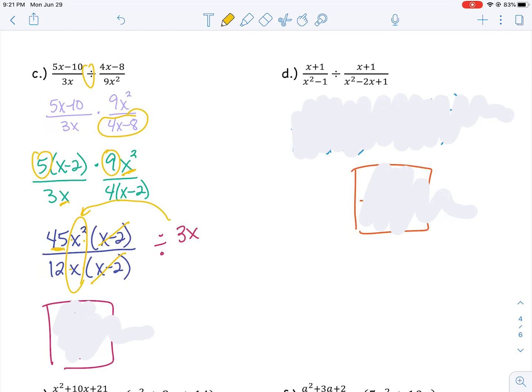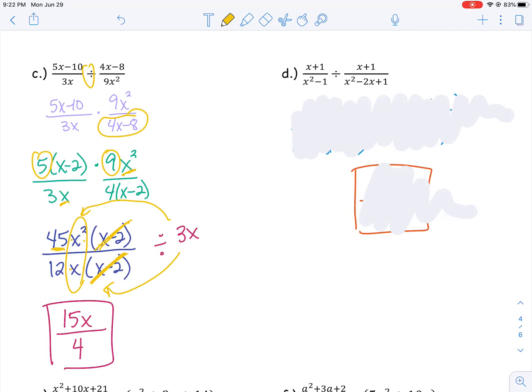If I take the 45x squared and divide it by 3, 45 divided by 3 is 15, x squared divided by x is x. And then remember my x minus 2 reduced with my x minus 2 in the denominator. And then I'm going to make sure that I divide the 12x by 3. 12 divided by 3 is 4, and then x divided by x is 1. So 4 times 1 is 4.